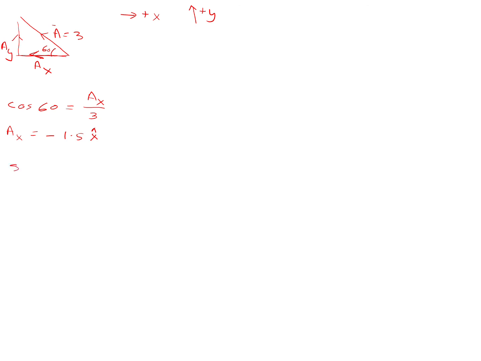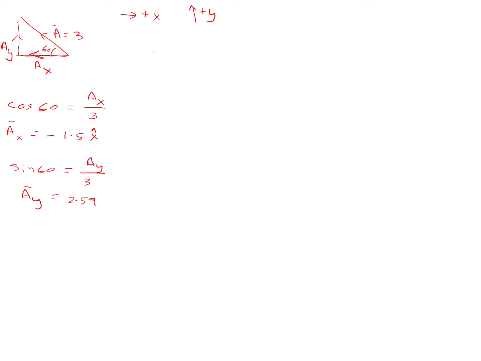Similarly, you can write sine of 60, which is opposite, which is A_y divided by 3. So A_y, vector A_y, this is vector A_x, equals 3 sine 60, which is a positive number because it's in positive direction. So 3 sine 60 is 2.59. This is one vector.